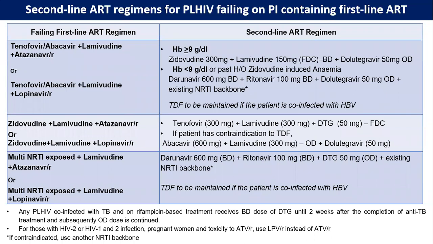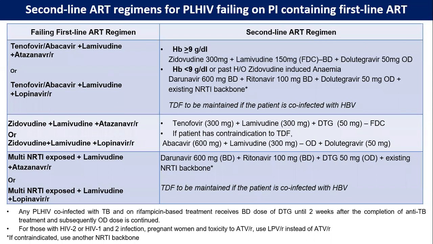Here, dolutegravir will be OD. If hemoglobin is less than 9 gram, then we go for darunavir ritonavir plus dolutegravir 50 milligram OD. And we should continue the existing NRTI backbone and TDF to be continued if the patient is co-infected with hepatitis B. And if the first line ART regimen was ZL atazanavir ritonavir or ZL lopinavir ritonavir, then the second line would be tenofovir, lamivudine, and dolutegravir 50 milligram once a day. And if the patient is contraindicated for tenofovir, then we can go for abacavir and lamivudine plus dolutegravir.